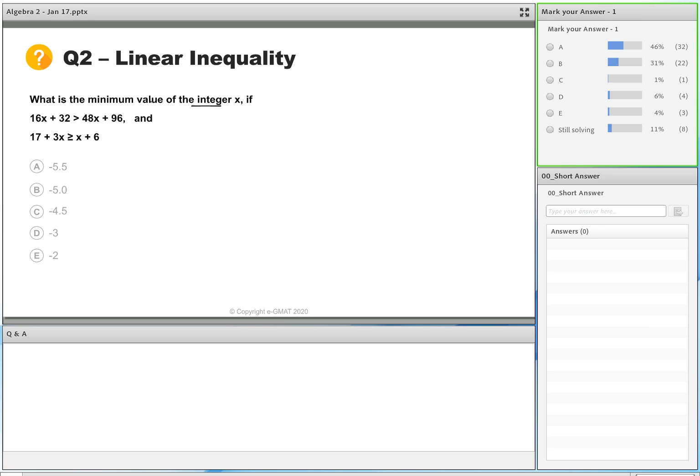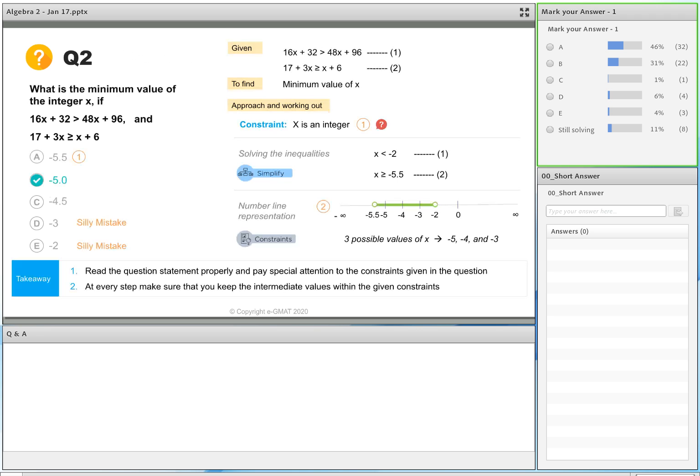So I need to find out the minimum value of integer x. So what do I have? I have two inequalities. Now I need to calculate both these inequalities. The first inequality is something that we had in the last question. And from the first inequality, we found out that x is less than -2. Let's move ahead with the second inequality. The second inequality is 17 plus 3x is greater than or equal to x plus 6.